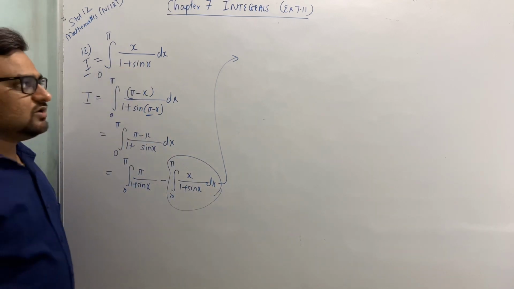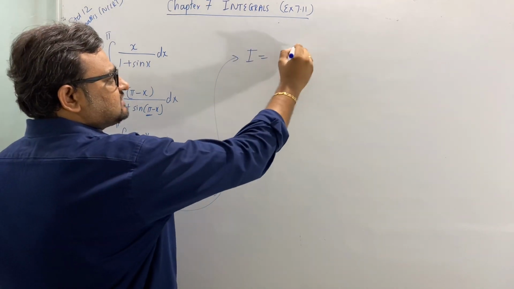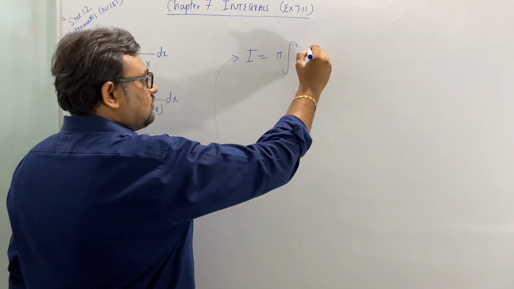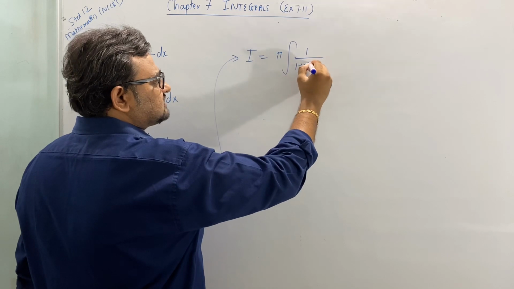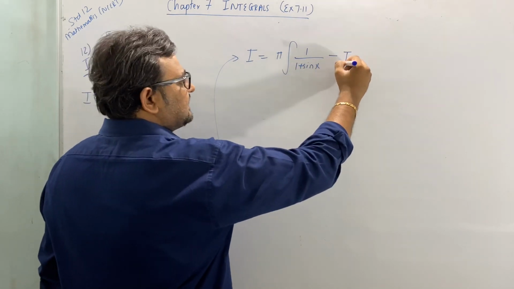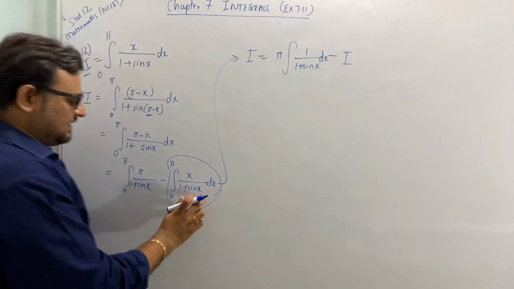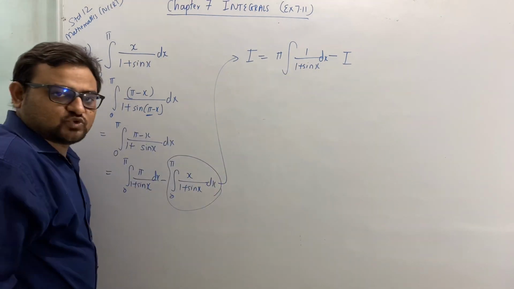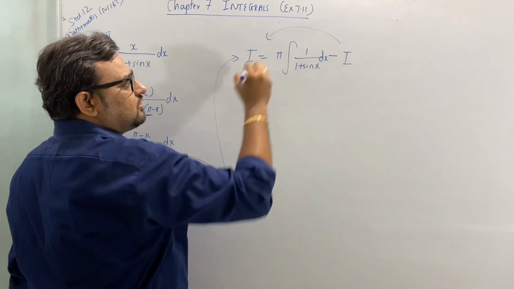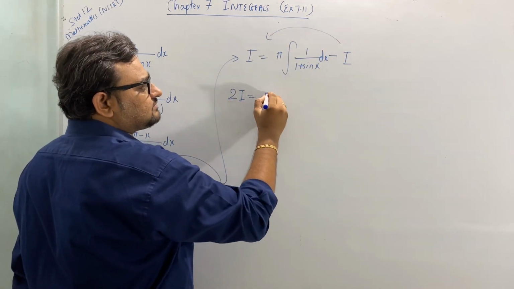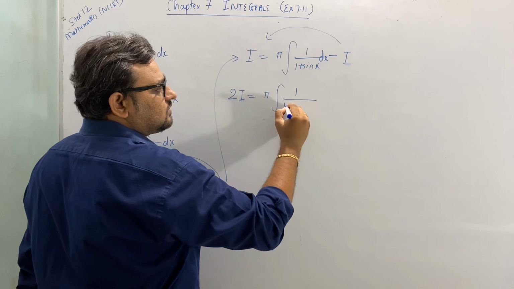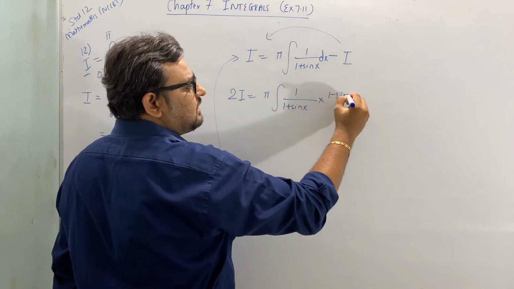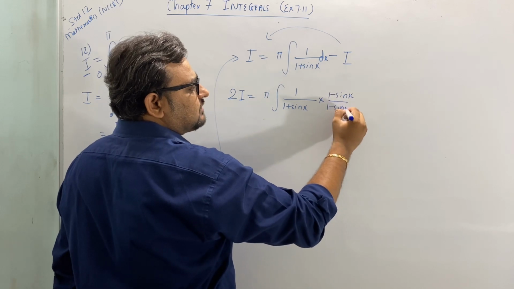See, so I can write it down. I is equal to pi, I will take outside, 1 upon 1 plus sine x, minus I. Okay, this is question I. So this will come here, 2I. What I will do? Multiply and divide by the conjugate.